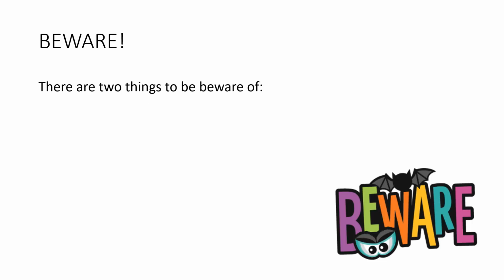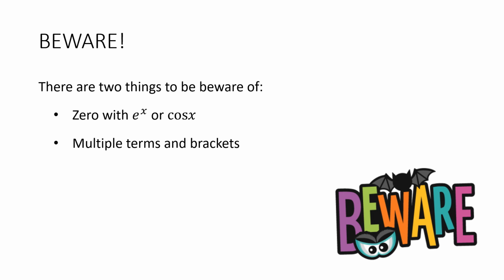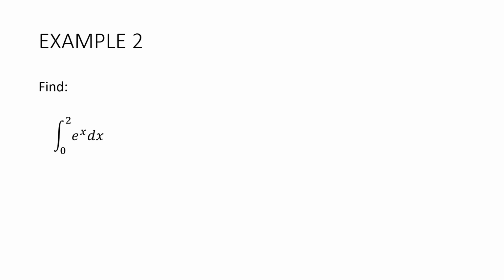Now there's a couple of things to be aware of. The first thing is when one of the limits is 0 with e to the x or cos x. The question we just did, when I substituted the 0 in, it resulted in 0, so I just ignored it. You can't always rely on that because e to the 0 is 1 and cos 0 is also equal to 1. The other thing to be aware of is multiple terms and brackets, and I'll show you an example on that in a sec.